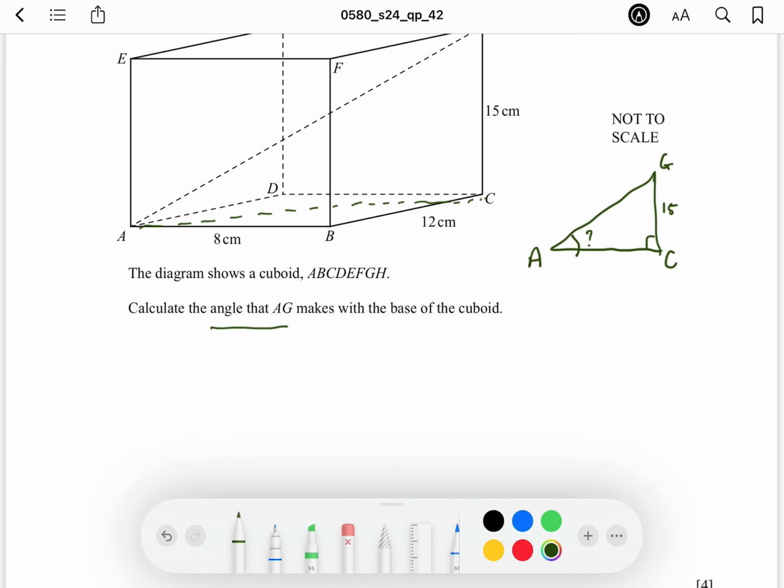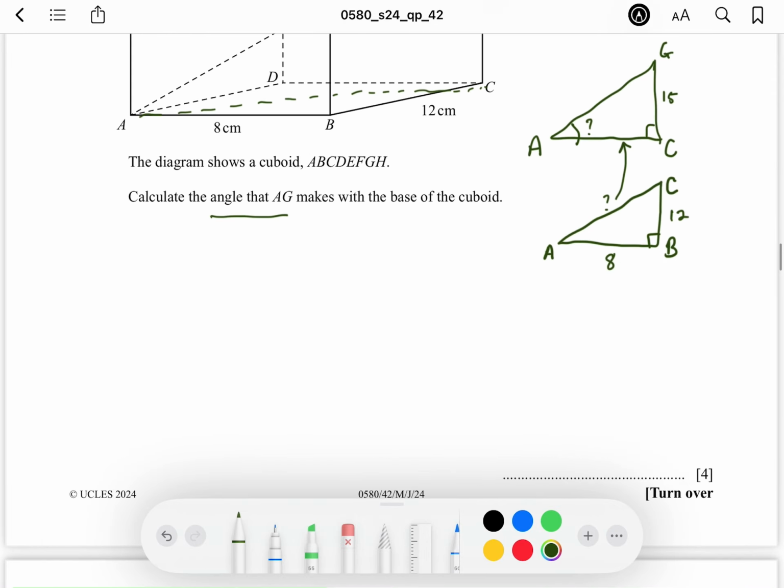For the AC, we actually have another triangle. But this time, this vertex is C. This vertex is B. This vertex is A. And this is a 90 degrees. AB is 8. BC is 12 as given. So this is the one that we want to find. Once you find this one, we can use it here and then use the trigonometric ratio to find the angle. Alright? So that's the sequence.